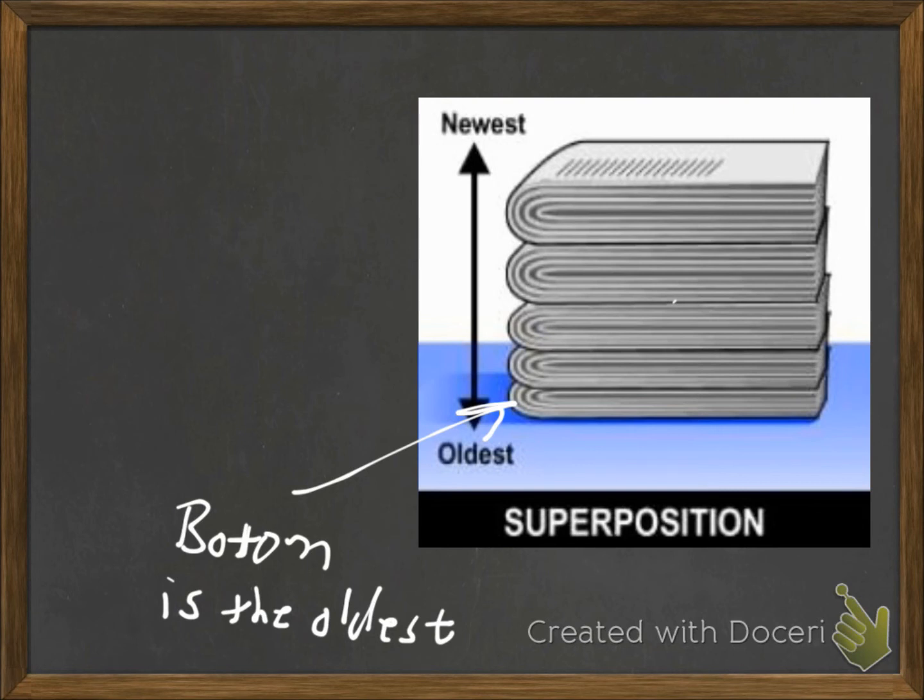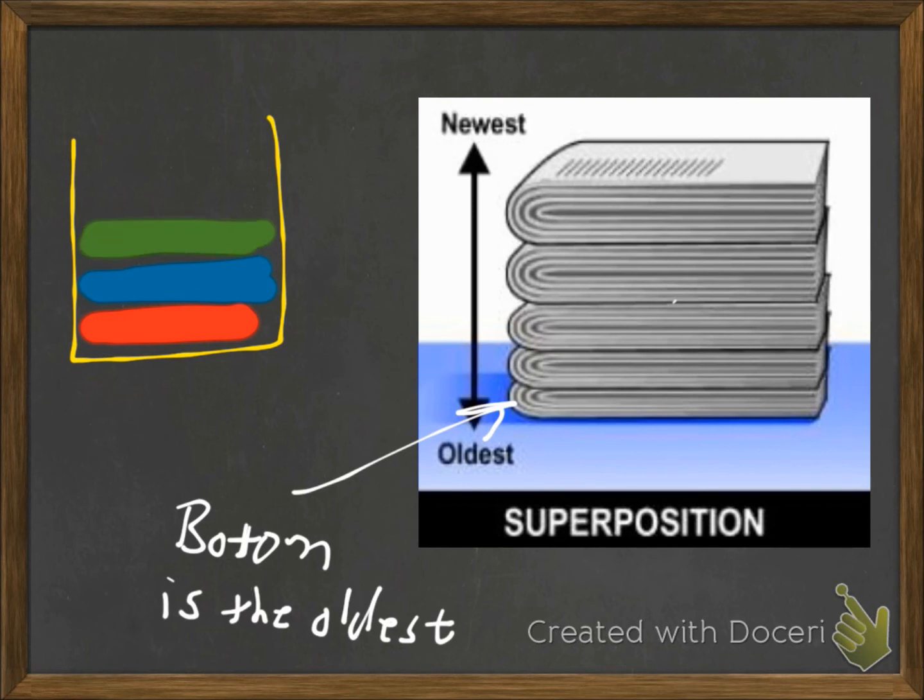If we had a cup that we were going to pour some sand into, and in this cup I saw that I had some red sand in the bottom, and then next there was some blue sand, and then there was some green sand, it would be safe to reason that I would have had to pour the red sand in first, the blue sand in second, and the green sand in third. And so the lowest layer is always the oldest, and the higher you go up, the newer the layers are. And that's the principle of superposition.